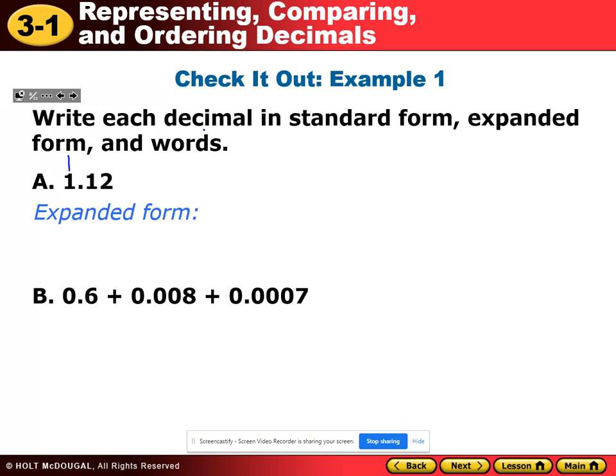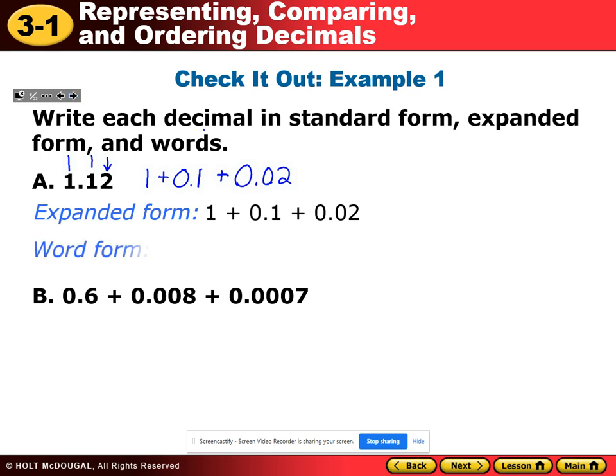Non-zero, so that would be 1. Okay, then I get to the decimal. This would be 1/10, so I'd add 1/10. Then 2 hundredths, I would add 2 hundredths. All you're really doing for expanded form is you're writing each place value all by itself alone. Okay? That's what you're doing for expanded form.